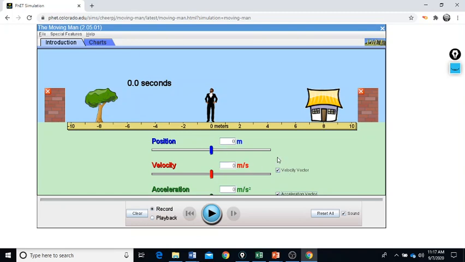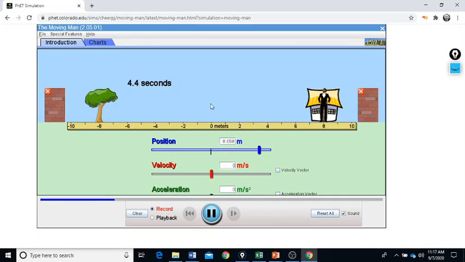So we'd actually be able to see what the vectors look like. Let's take a look at a man who starts at 0 meters and then moves to the house there at positive 8 meters. You can just grab the person and pull them over there. You can see that his position has changed to 8.05 meters, and because I'm no longer pulling him there, the velocity and the acceleration have both dropped down to 0.